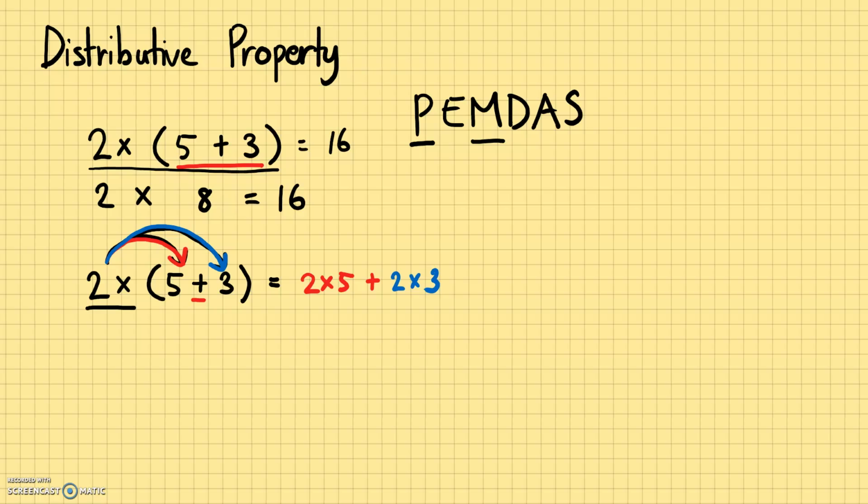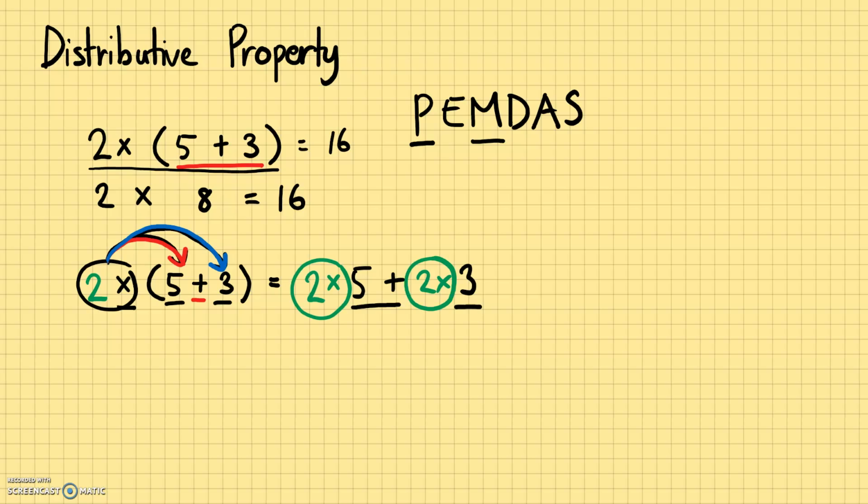Let me actually color code this better. So let me write the 2 a different color here. So what you're doing here is you're multiplying each of the numbers in here by 2. Okay, because 2 is being multiplied out here. So you're basically doing 2 times 5 plus 2 times 3. So we still have the 5 plus 3, but we're doing times 2 to both of them, because outside the parentheses, there was times 2.